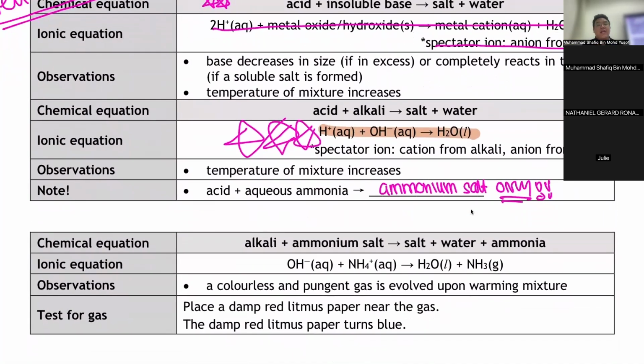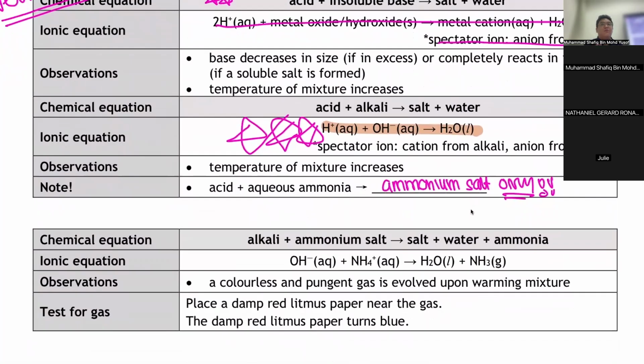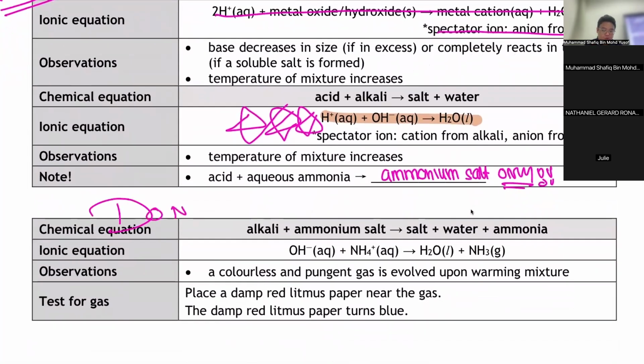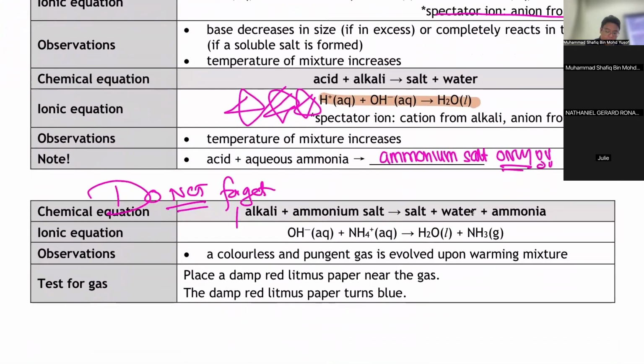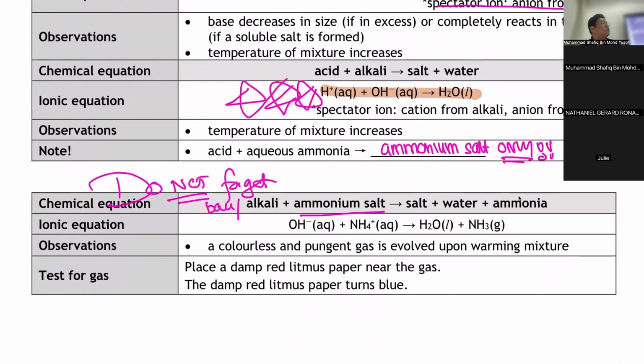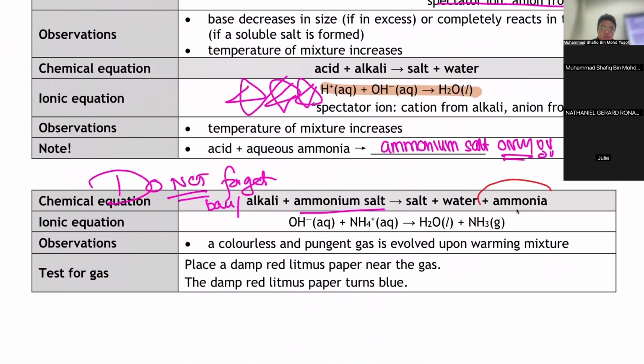And the last reaction, which every year, every student will forget. Do not forget this reaction. And what reaction is this? A base or alkaline reacts with ammonium salt to form salt plus ammonia plus water. Every year, a lot of students always forget this reaction. Please do not forget. This is the only reaction you all learn that produces ammonia gas. And ammonia gas, how to test? Use a damp red litmus paper. It will turn blue. That is the important test you all must take note.